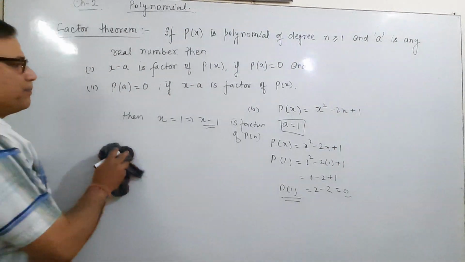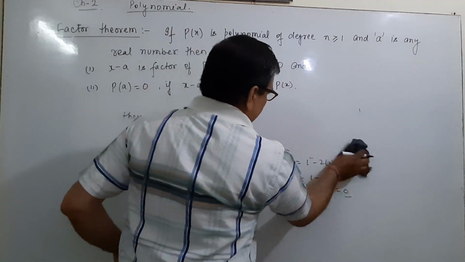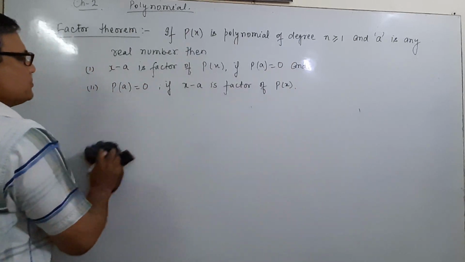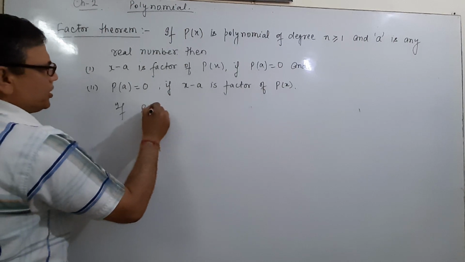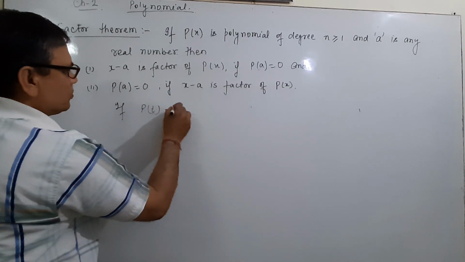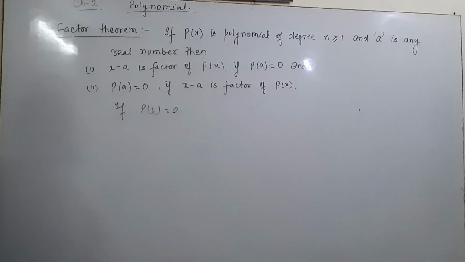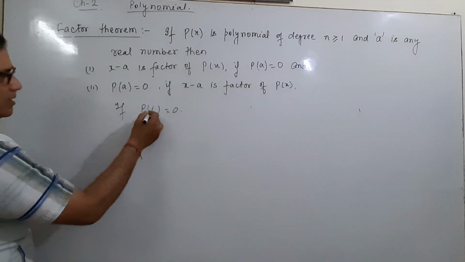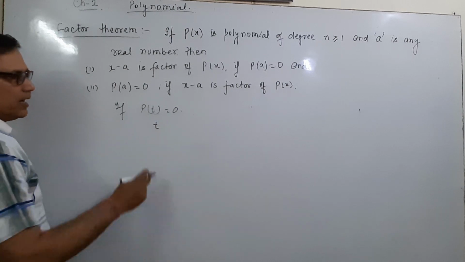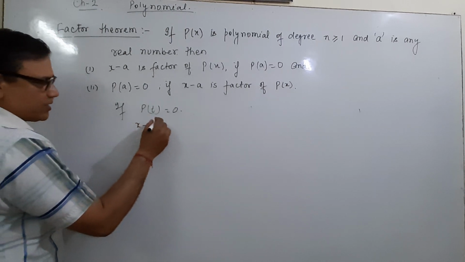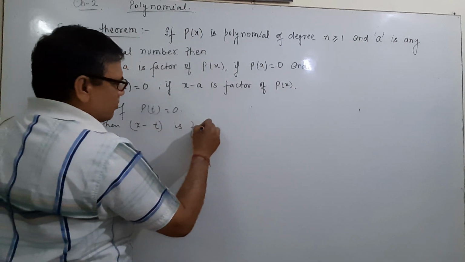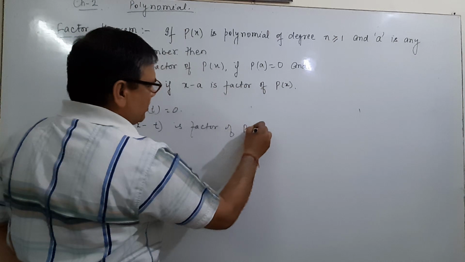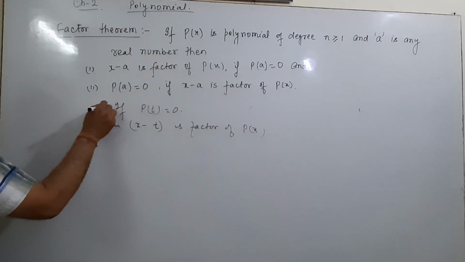Now tell me one example. P(x) is any polynomial. If P(t) = 0, then tell me what is the factor of P(x)? This is t, and this is the value of x. So it means x - t. Then x - t is a factor of P(x). This is one more example.